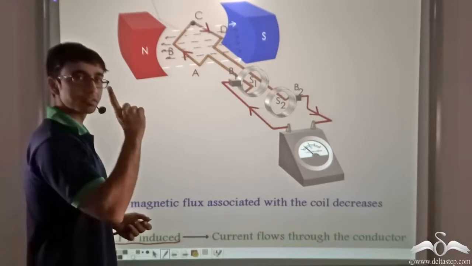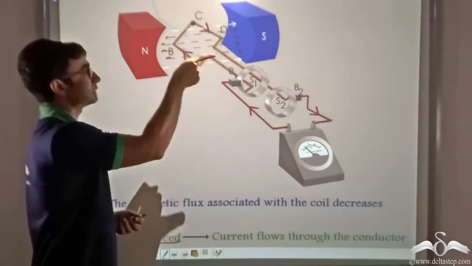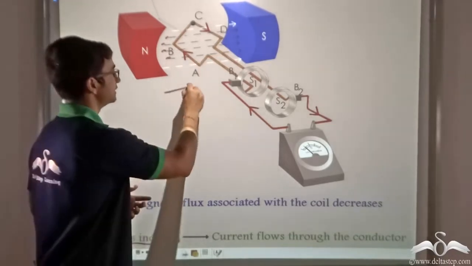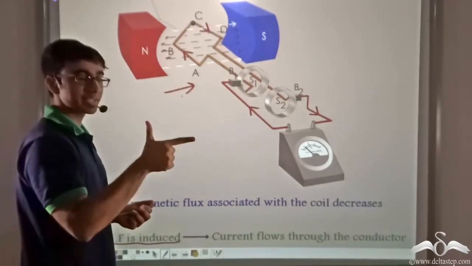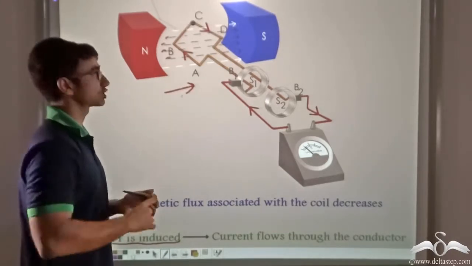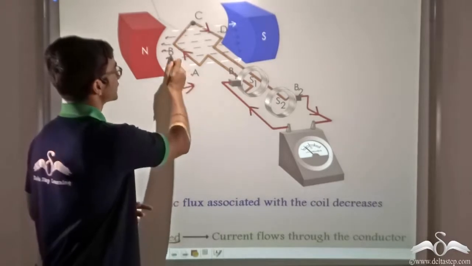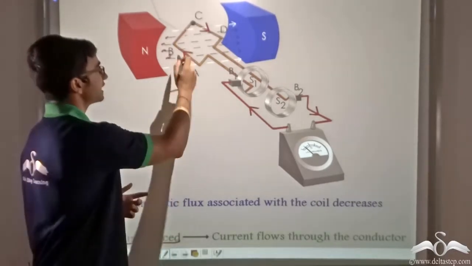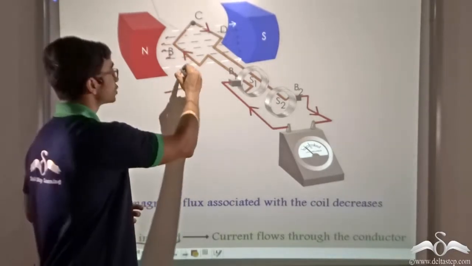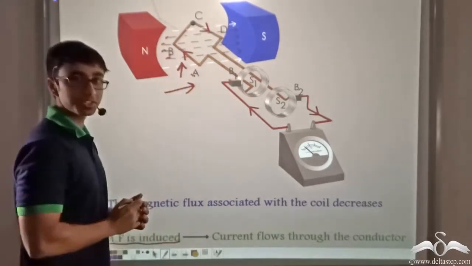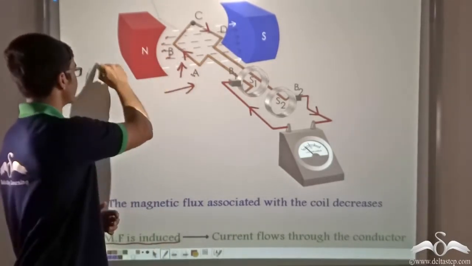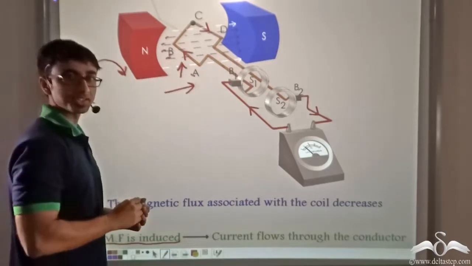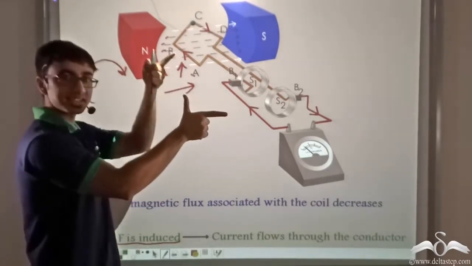So I place my forefinger in the direction of the magnetic field, that is this direction, and I place my thumb in the direction of the force. So let's consider conductor AB. On AB the force is acting in the upward direction because the coil is rotating in the clockwise direction. So the force is in this direction.